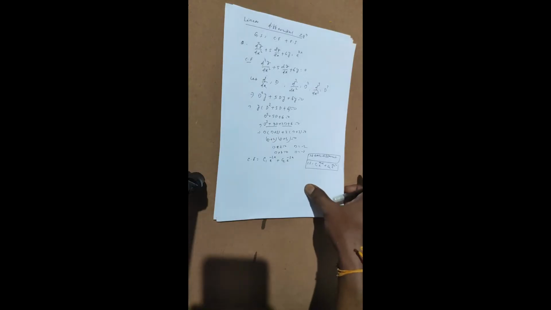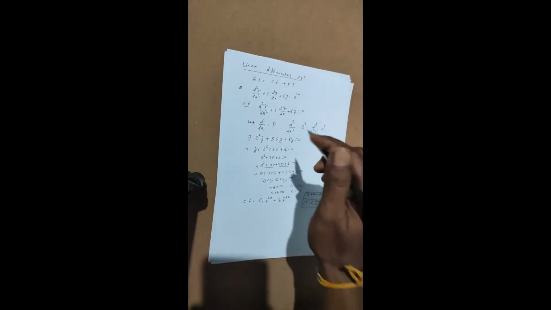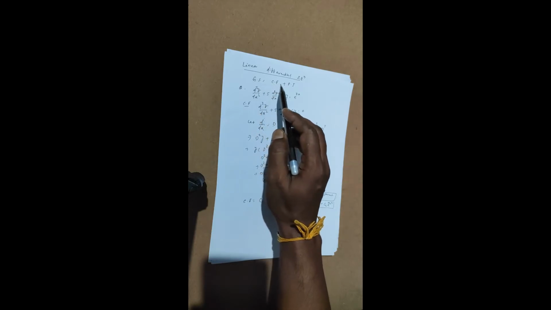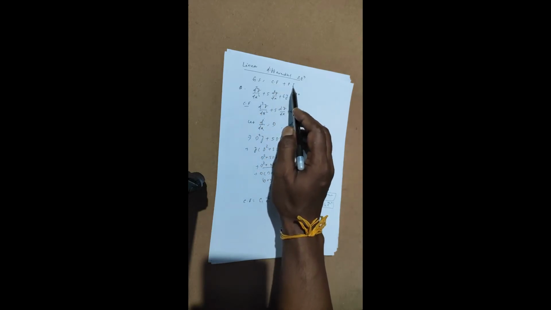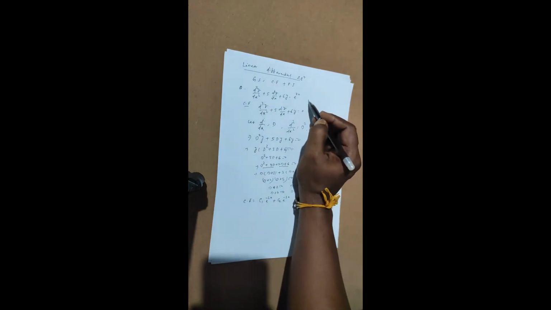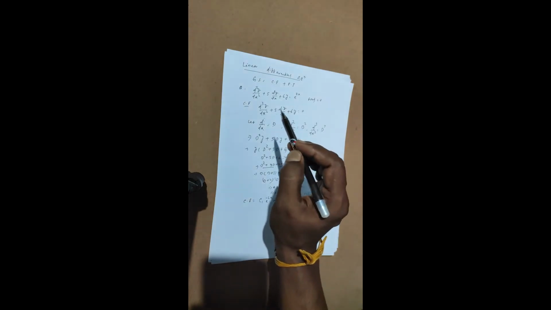In a linear differential equation, how can we solve it? A differential equation consists of two parts: the general solution, which is the complementary function plus the particular integral. In this question, we first need to find the complementary function. In a complementary function, what will you do?